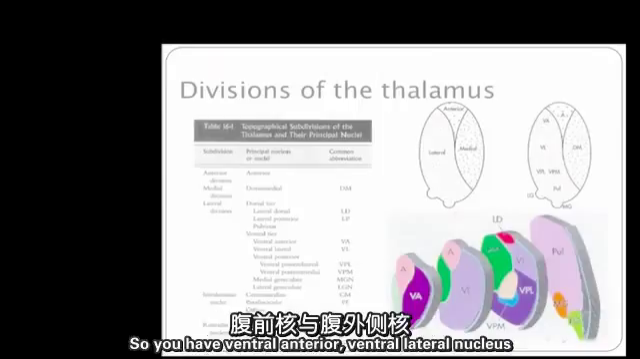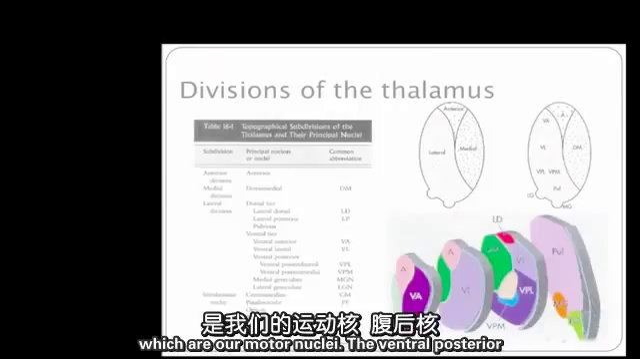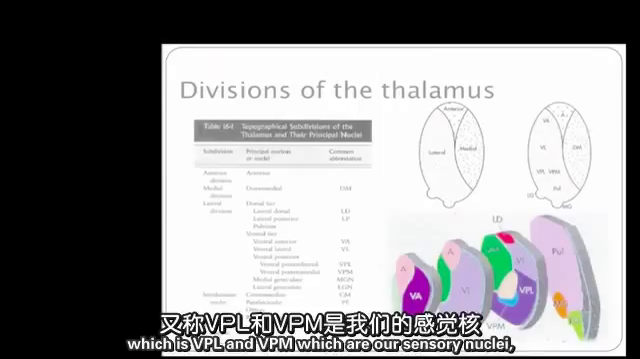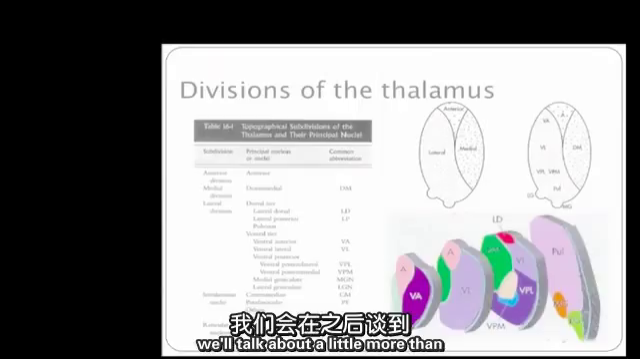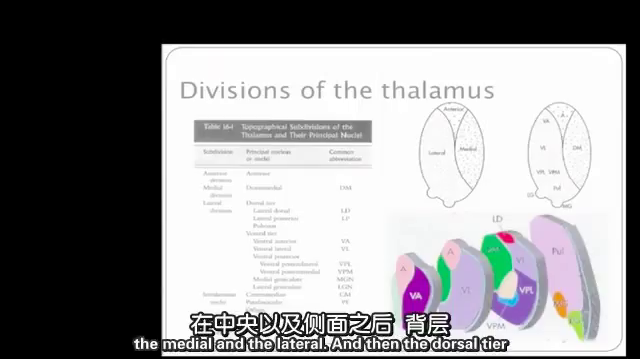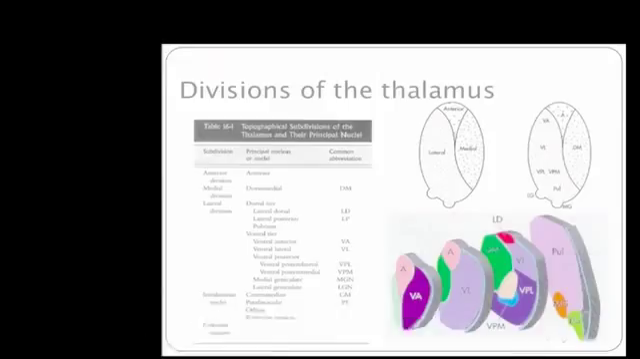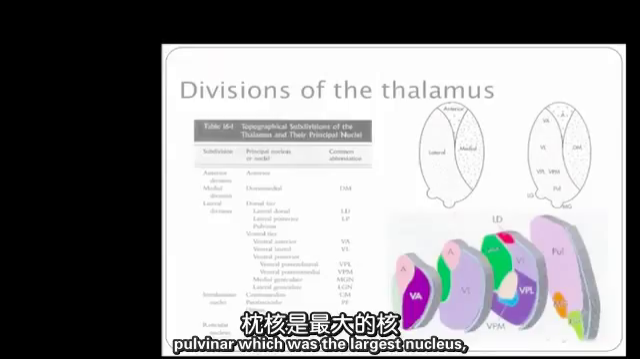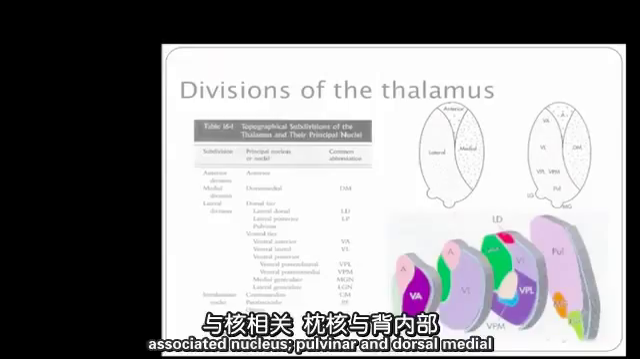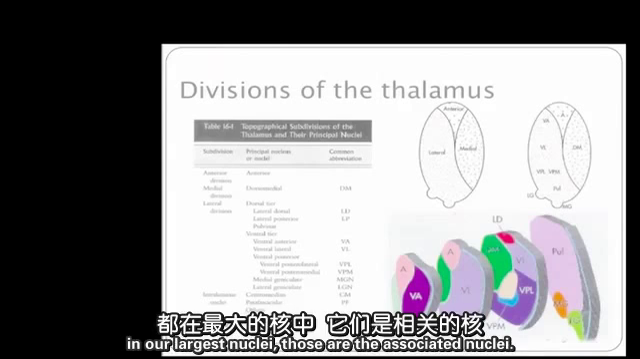So you have ventral anterior and ventral lateral nucleus, which are our motor nuclei. The ventral posterior, which is VPL and VPM, which are our sensory nuclei. We'll talk about it a little more. And then medial nucleus and lateral nucleus. And then the dorsal tier has a very small lateral dorsal and lateral posterior, which we hear very little about, and then obviously pulvinar, which is the largest associated nucleus. Pulvinar and dorsal medial being our largest nuclei. Those are the associated nuclei.